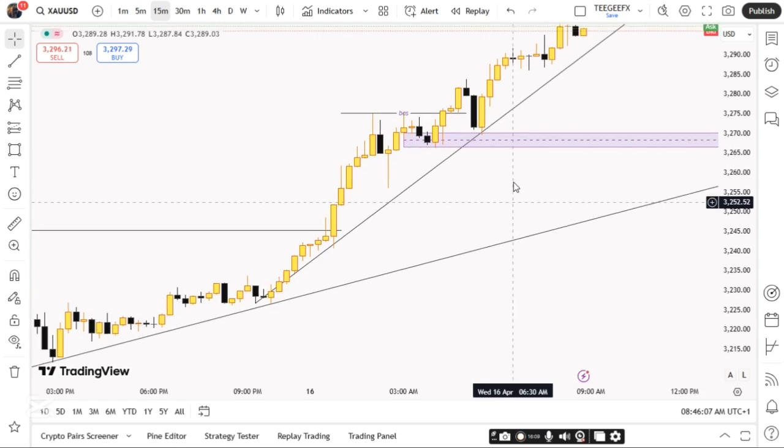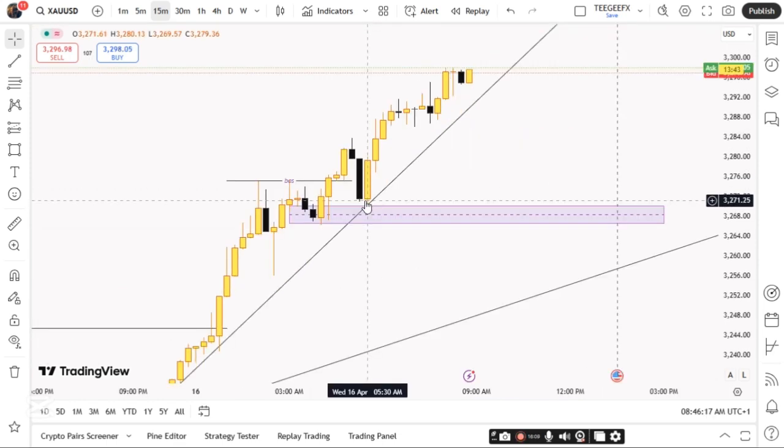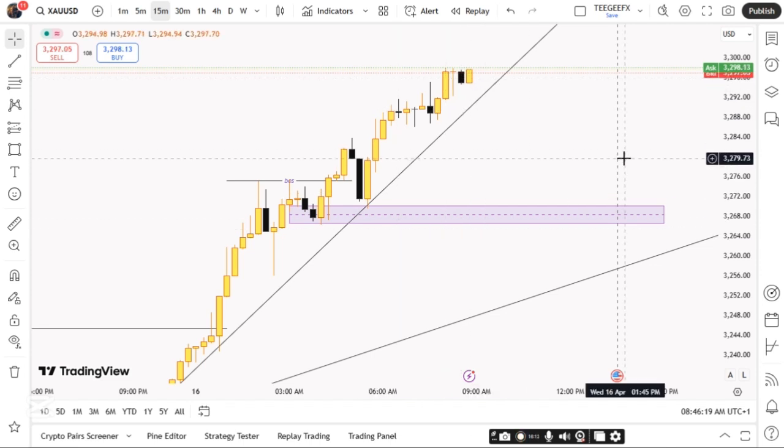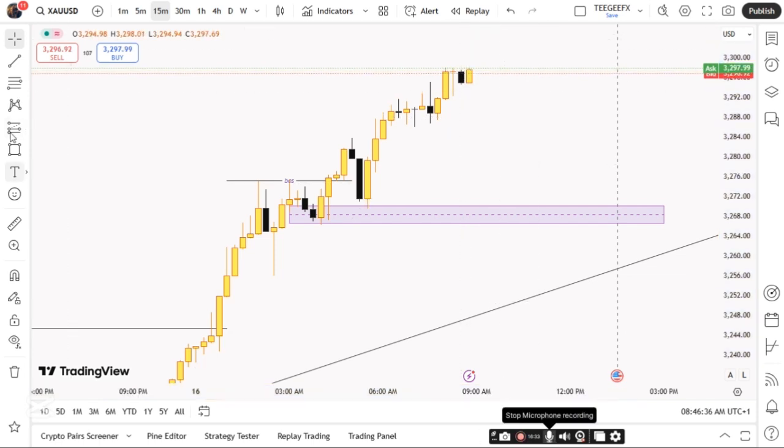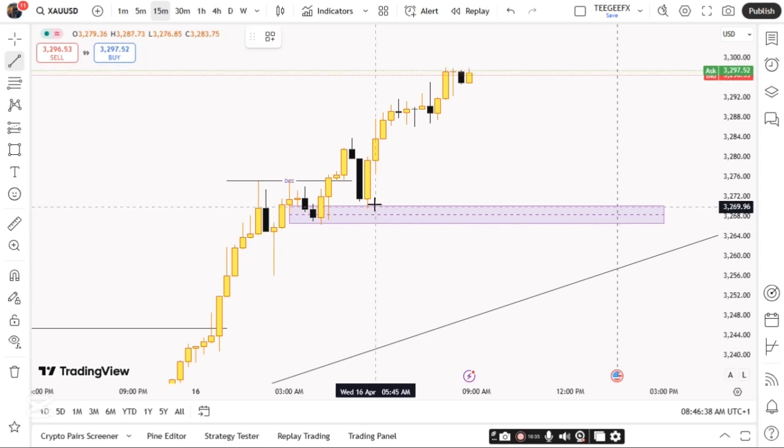So you can see that is my inducement on 15 minutes. Inducements are those swings that the market printed on 15 minutes, the ones we use to look for our break of structure. Let me take away this trend line, I think I don't need it. So these are my inducement, which is liquidity.